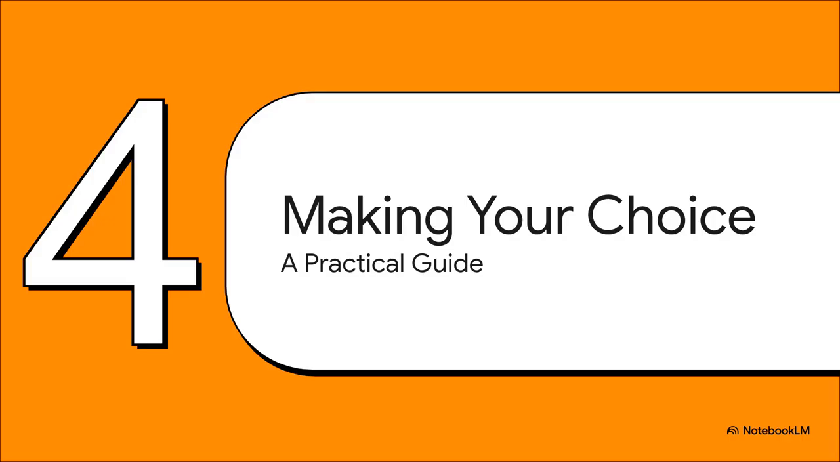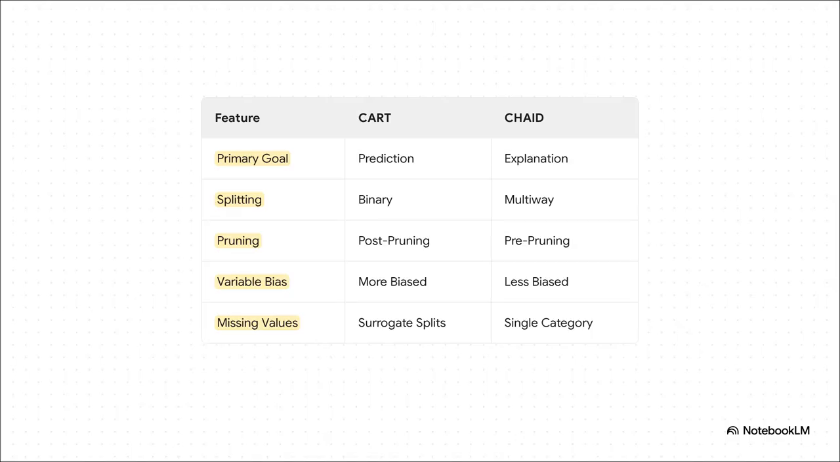All right, so with all of that under our belts, how do you actually pick one for your project? Let's get practical and put it all together. Think of this table as your handy cheat sheet. Now, we've already talked about the big ones, the goal, the splitting, the pruning. But there are a couple of other nerdy but important differences here. CART, for example, can sometimes unfairly favor variables that just have a ton of possible split points. CHAID doesn't really have that problem. And look at how they handle missing data. CART gets really clever with surrogate splits, using other variables to guess the value. CHAID just says, I'll put all the missing ones in their own little group.